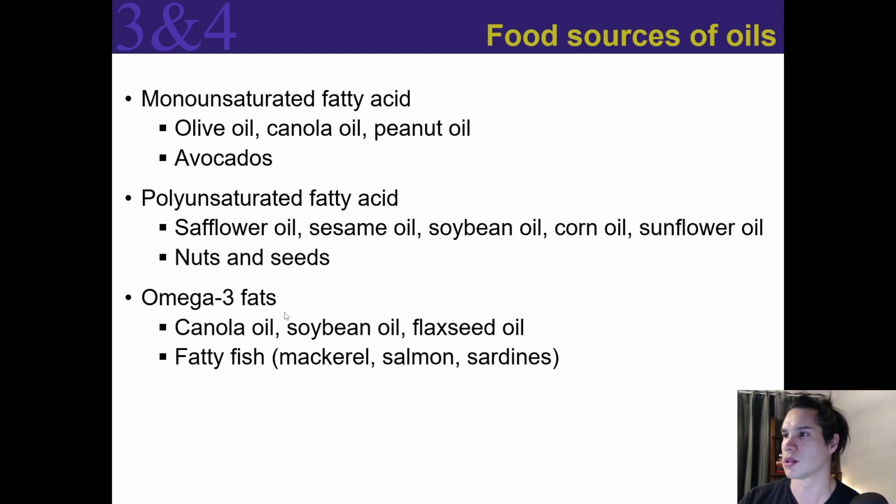So the thing is, each oil is going to be a mix of different fatty acids. So mostly would apply here. In your olive oil, it's going to mostly consist of monounsaturated fats, though it will have some polyunsaturated fats. It might even have some omega-3 fats. Your avocados will mostly have monounsaturated fats. Your corn oil will have mostly polyunsaturated fats.